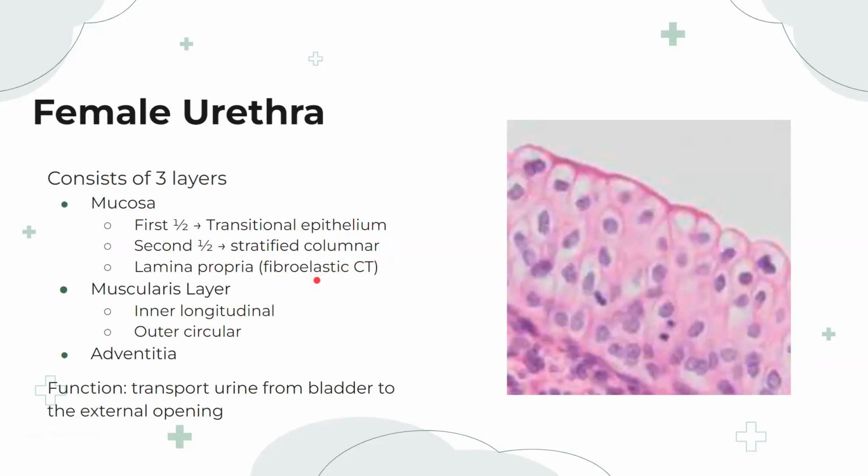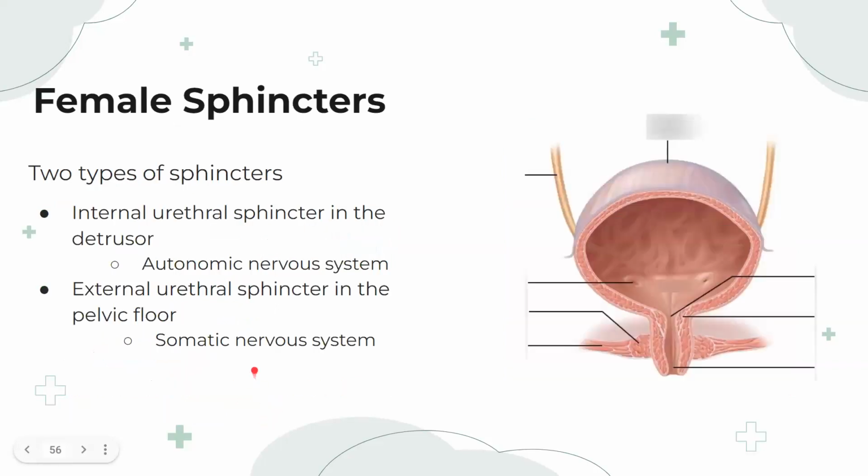So that's the epithelium. Moving on to the lamina propria. Once again, it's fibroelastic, nothing different about it. Muscular layer: inner longitudinal, outer circular, so 2 layers, not 3. And then we have the adventitia, connective tissue. Function of the female urethra: transport urine from the bladder to the external opening. Female sphincter, pretty much the same, but the internal urethral sphincter doesn't function as well as the male internal urethral sphincter. So there's only one proper urethral sphincter in females, but there are 2 proper ones in males.